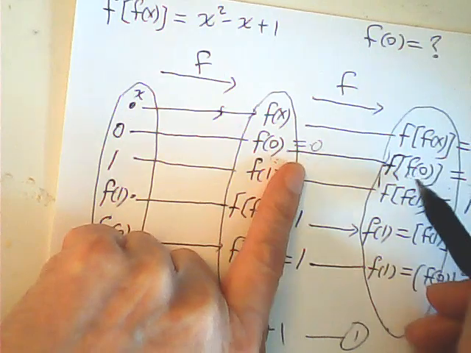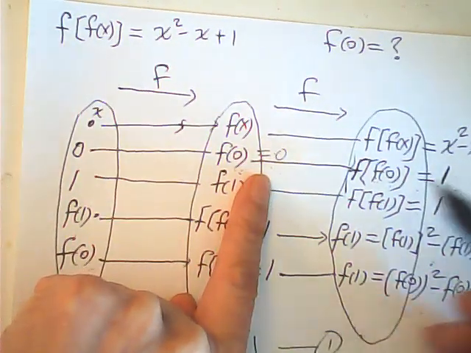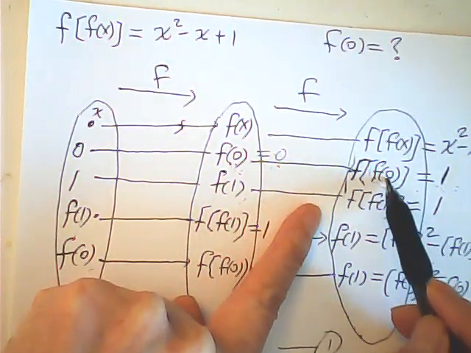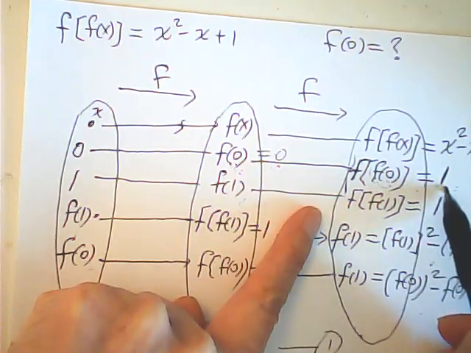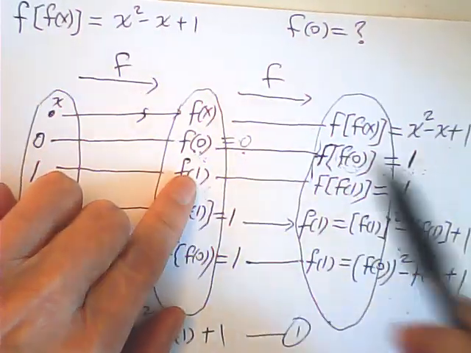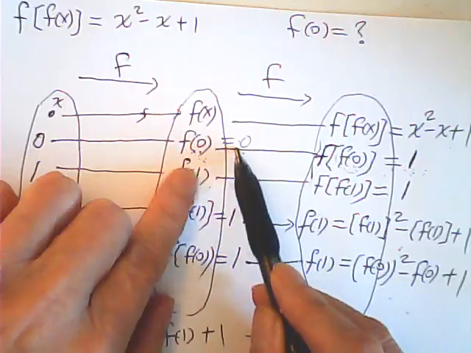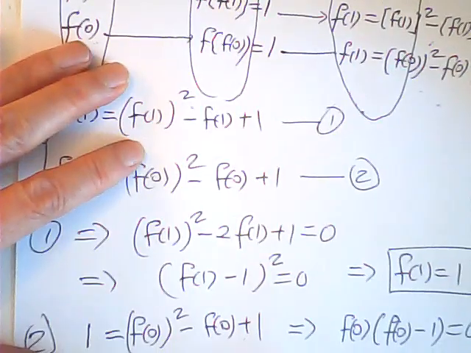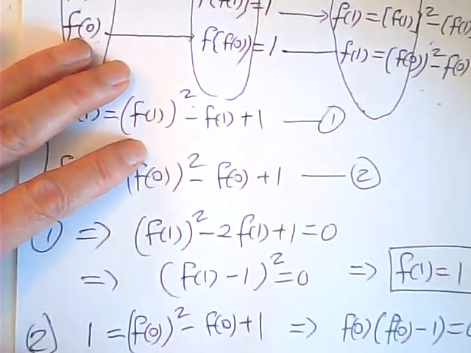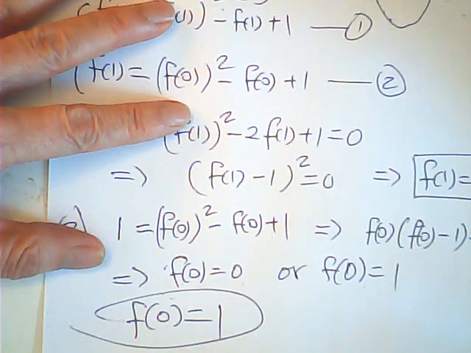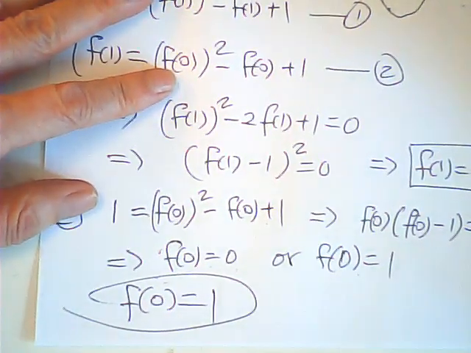See, let me try to explain. If this were 0, then this is 0. Then f(f(0)) will become 1 again. So that means a contradiction to f(f(0)) is 0. Am I explaining clearly? If f(0) is 0, then f(0) equal to 1 is not correct. Therefore, f(0) must be 1. That is the very result. I hope you like it.